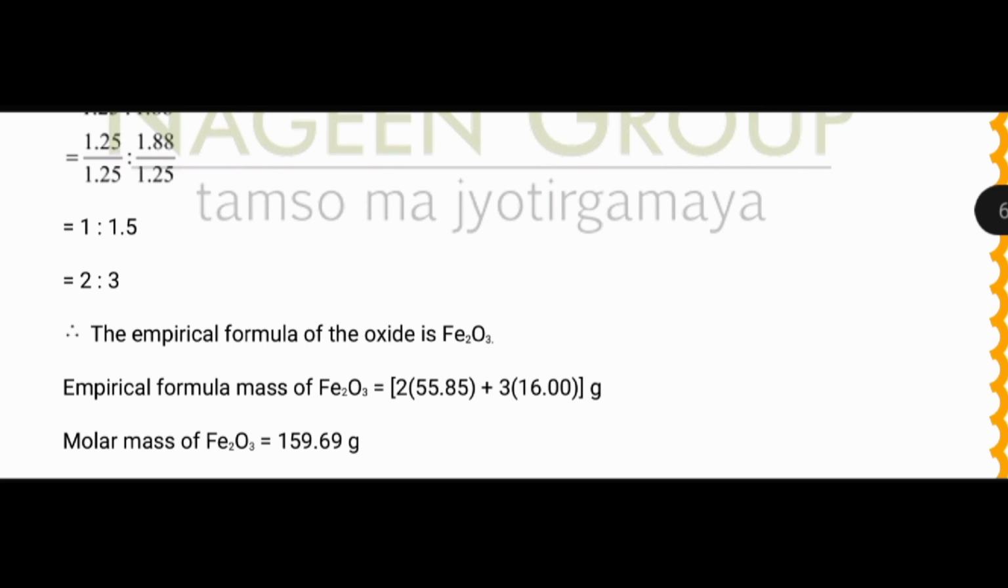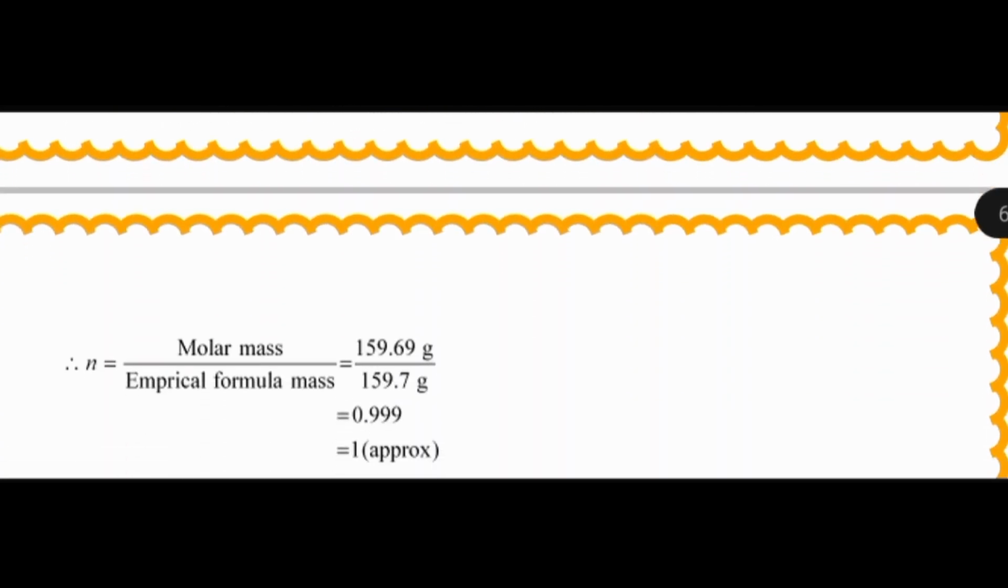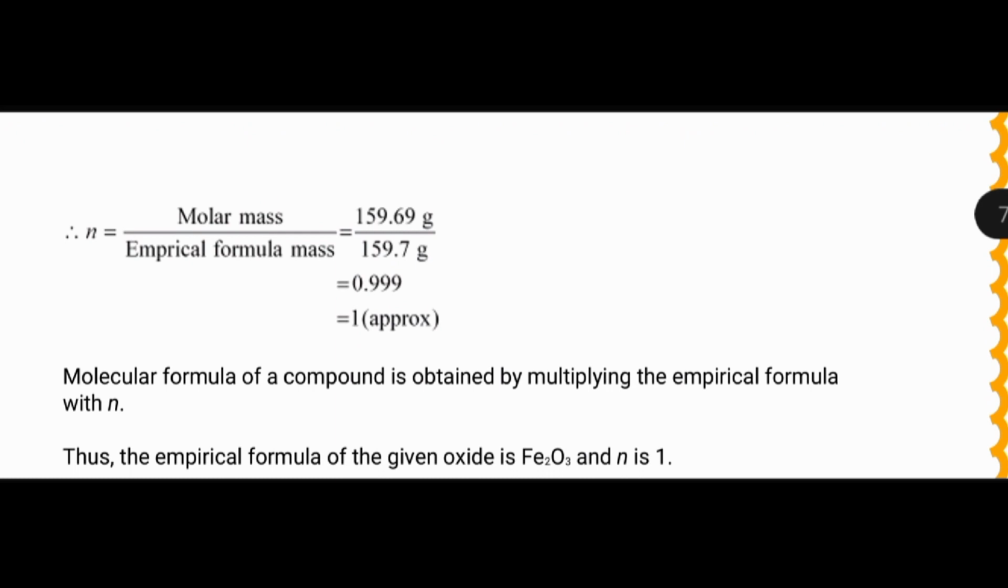Now it comes out to be 159.69, which is 159.7. Now after dividing the molar mass by the empirical formula mass, it comes out to be 1. Now the value of n is 1.